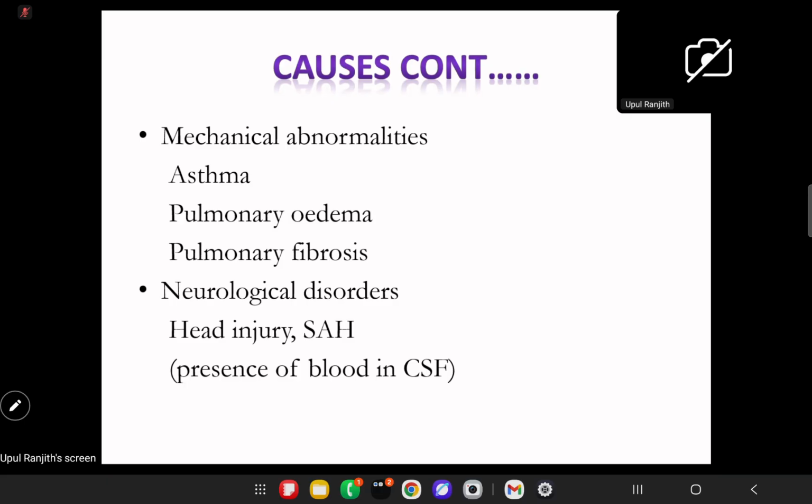Then neurological conditions, head injury, subarachnoid hemorrhage, because of the presence of blood in the CSF, the respiration is stimulated and you wash out carbon dioxide.